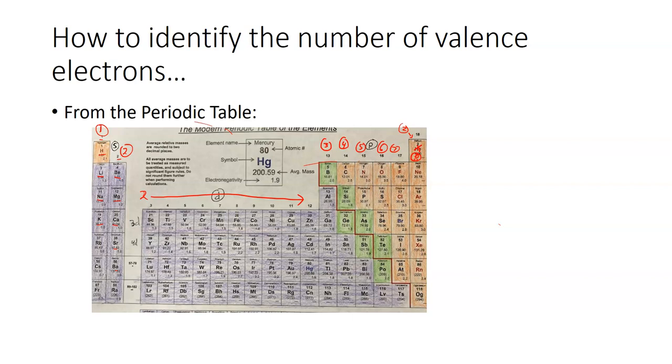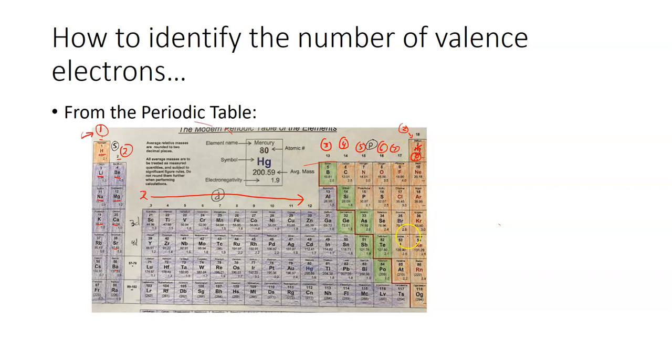All right, so again, how do you tell how many valence electrons an element has based on the periodic table? You just look at the group that it's in. If it's in group 1, they have 1. Group 2 has 2. We're going to carry that 2 all the way across the transition metals, though, until we get to our P subblock. Then it's 3, 4, 5, 6, 7, 8.